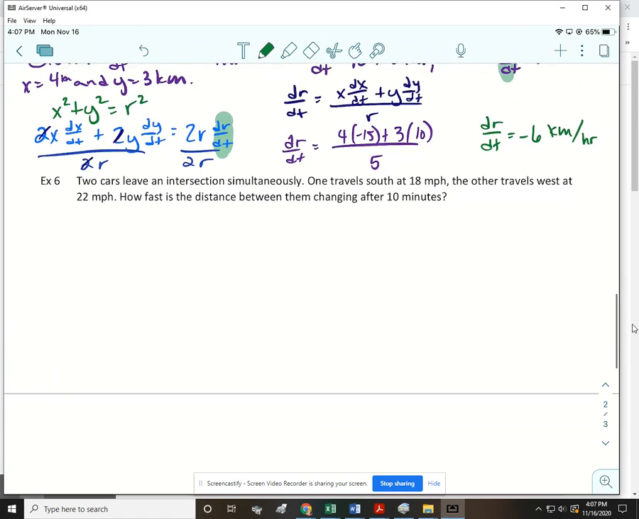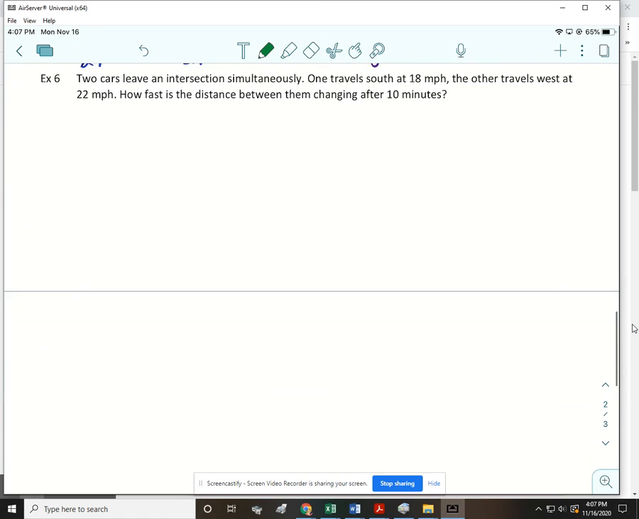All right, one more. This one is kind of rough. We have a lot of side work we have to do to make this work. So 2 cars leave an intersection simultaneously. One travels south at 18 miles per hour, the other travels west at 22 miles per hour. How fast is the distance between them changing after 10 minutes?